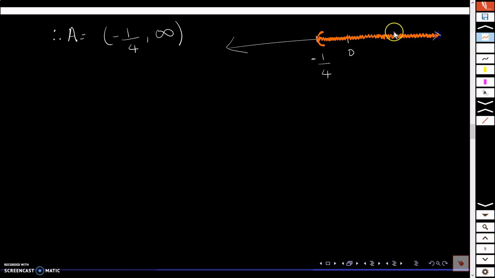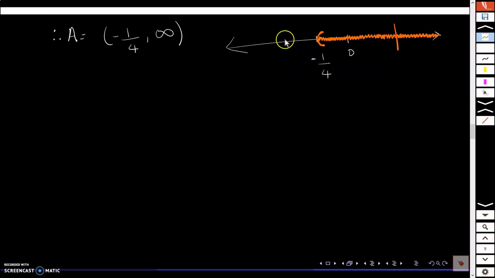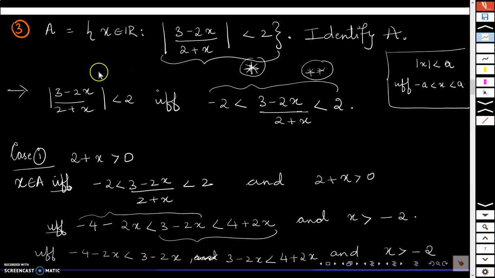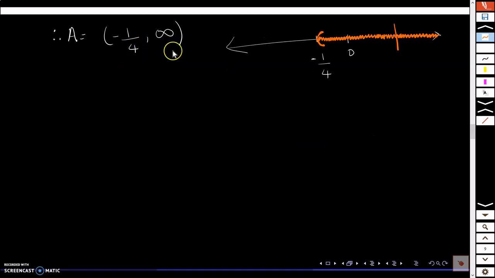So if you pick up any point here now, it will satisfy the condition star that is required. But if you pick up any point which is not there in this, say here, none of the points from here which are bigger than or equal to minus 1 by 4 are going to satisfy this condition. So those points are not coming inside the set. So the only points in A are these points, open interval minus 1 by 4 comma infinity. Okay, so we have identified the set A in this example.